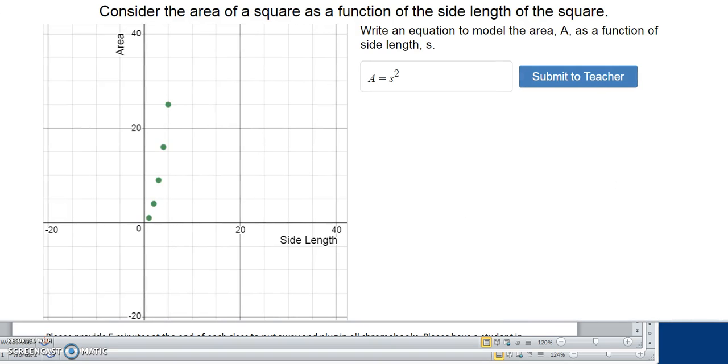Slide 29. Taking a look at slide 29, when we wrote this equation, we can see in our equation that we have an exponent of 2. Again, making us see that our relationship is not going to be linear because we have a variable raised to a second power.